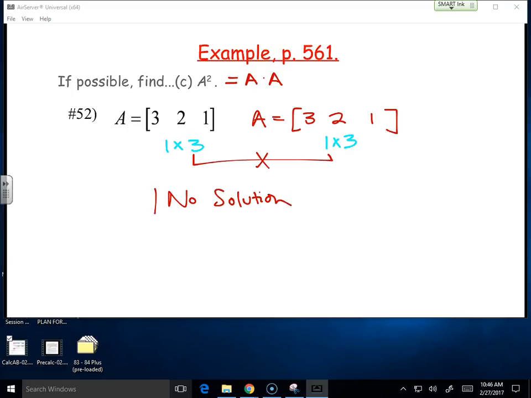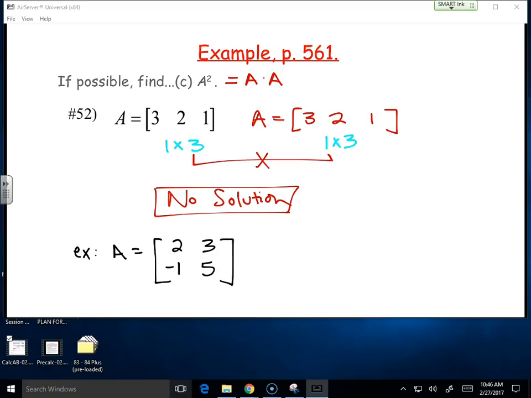So, because we're on a new day, and you guys probably haven't done this in a while, unless you did it over the weekend, let's do another example. What if I said, find a squared, where a is equal to 2, 3, negative 1, 5. Ready, set, go. Is it possible? A 2 by 2 with a 2 by 2. Okay. Hey, what would make squaring a matrix possible? What kind of matrix would it have to be? A square matrix. A 3 by 3, a 4 by 4, a 5 by 5. I kept it nice.